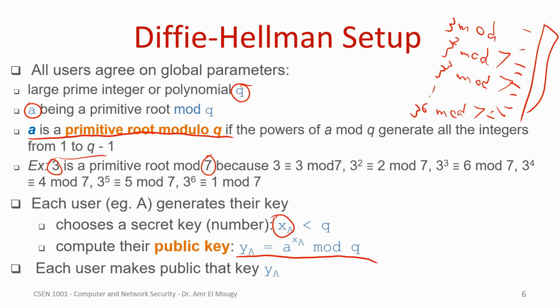Now, all the users of this system will use the same A and the same Q, but they will choose different private keys, and based on these private keys, they will have different public keys. The public key, as we said, in any public key cryptography algorithm is public. That means you can send it to anyone. We want the public key to be dependent only on the choice of the private key and, of course, the agreement of A and Q. This is where the property that A has to be a primitive root modulo Q becomes important.